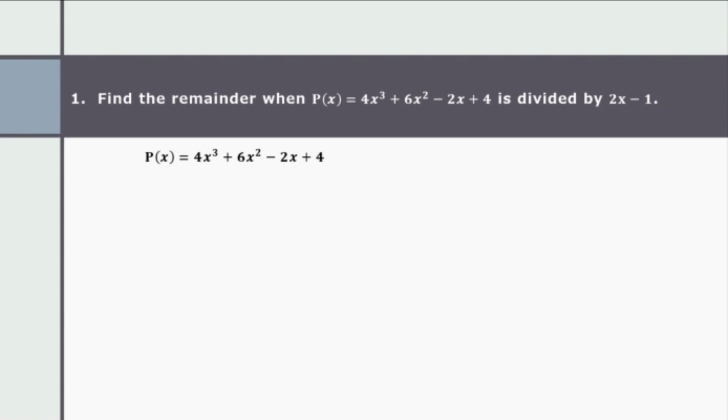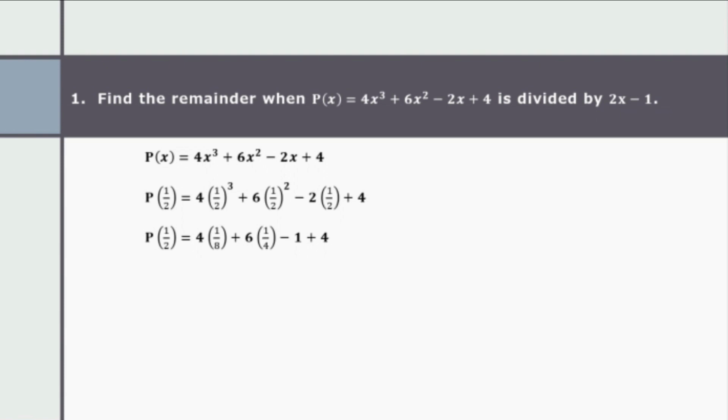So substituting the value of x in the given polynomial, we have 4 multiplied to 1 over 2 raised to 3 plus 6 multiplied to the value of x, which is 1/2 raised to 2 minus 2 multiplied to 1/2 plus 4. 1/2 raised to 3 is equal to 1 over 8, and 1/2 raised to 2 is equal to 1 over 4. Then negative 2 multiplied to 1/2 is equal to negative 1.